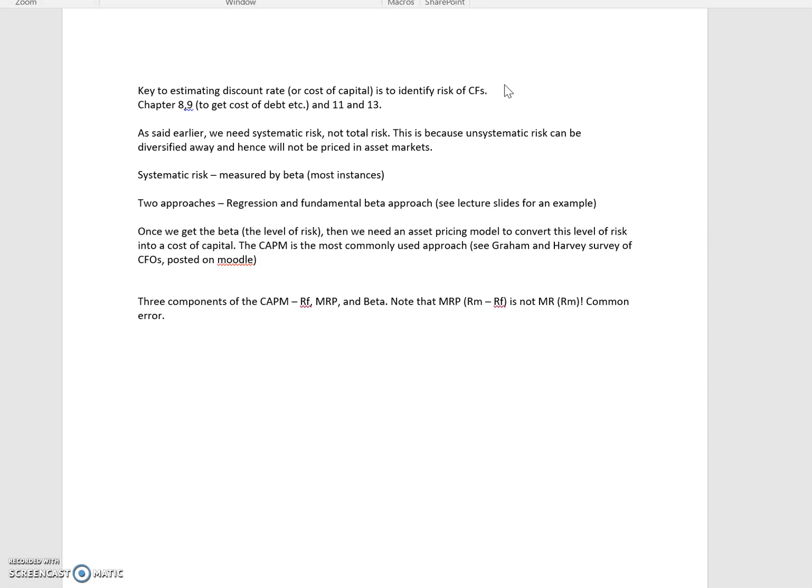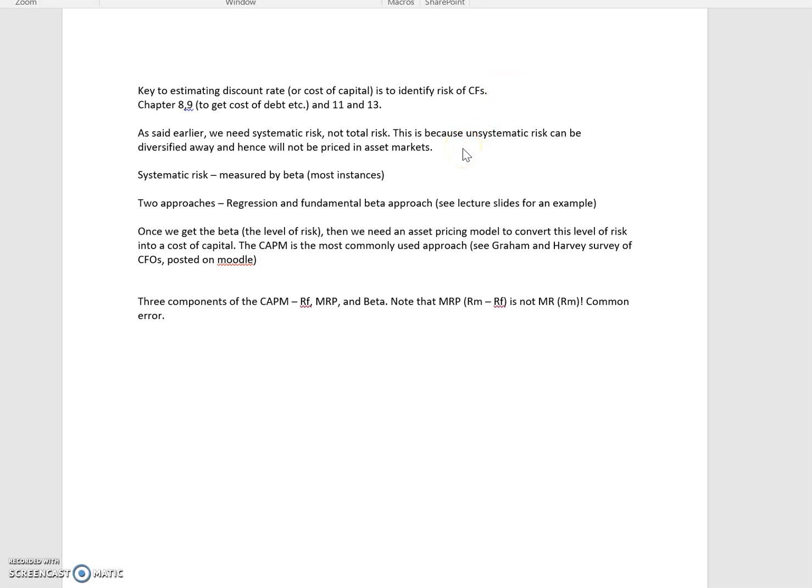So what type of risk? So we need to estimate the systematic risk. Now we do not want the total risk, which includes both systematic risk and unsystematic risk. So why not? Because an investor can get rid of this unsystematic risk or unique risk by holding a diversified portfolio. So if there's a particular type of risk, this unsystematic risk, that you can actually avoid or eliminate by holding a diversified portfolio, then this will not be priced in asset markets.